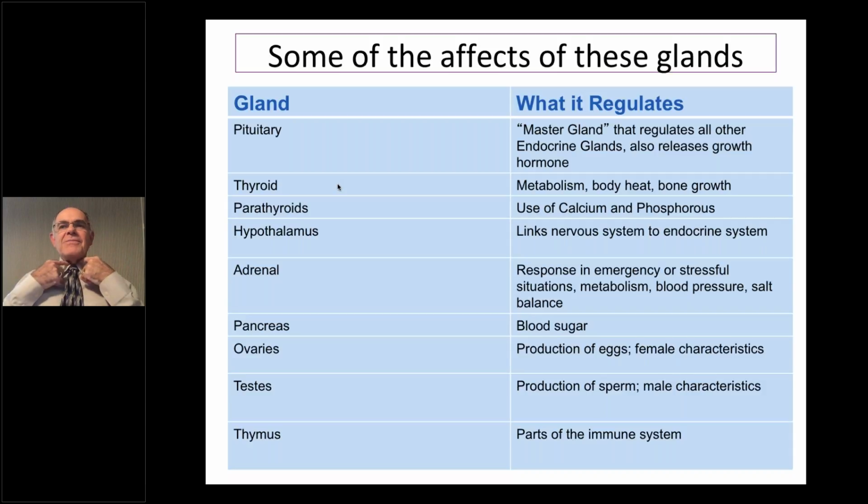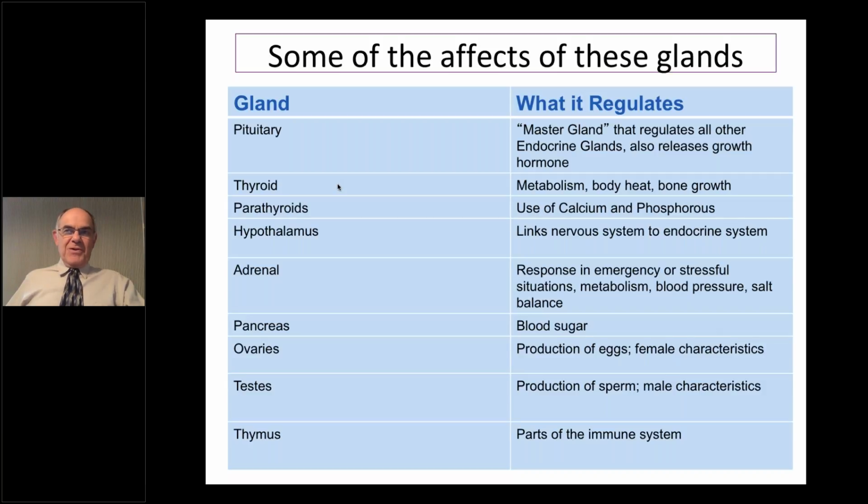Parathyroids sit beside the thyroid in the neck. There are 4 of those little glands. They control your calcium metabolism. Hypothalamus is up in the brain. The adrenal gland, I'll share a little bit more information on. People with blood sugar dysregulations, the pancreas is responsible for that. Pancreas actually has 2 functions. One is to help digestion, and another is to secrete hormone to help regulate blood sugar.